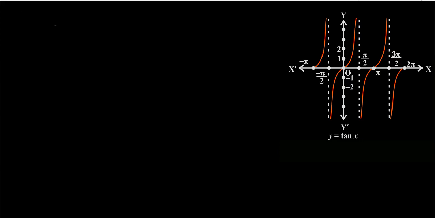If we take the graph of the tan function, at minus pi by 2, plus pi by 2, plus 3 pi by 2, the graph does not exist. At minus pi by 2 the graph is breaking. At pi by 2 also the graph is breaking. Even at minus or plus pi by 2, minus or plus 3 pi by 2, the graph is breaking.